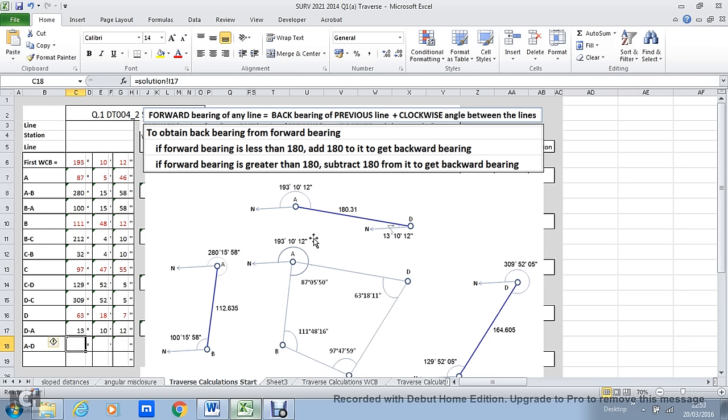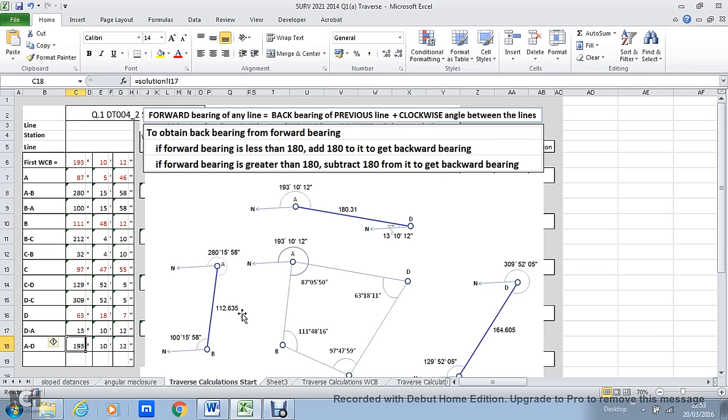And then the last thing we need is the backward whole circle bearing for that line. And I'll just reveal that. It's basically, once again, if the bearing is less than 180, which it is, we add 180 to it. And you can see here, that's 193, and that's actually the value that we started with up here. This, in effect, is the backward bearing of this line, A to D to A.